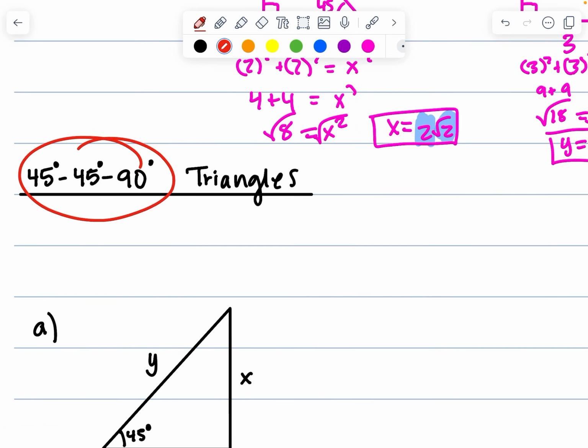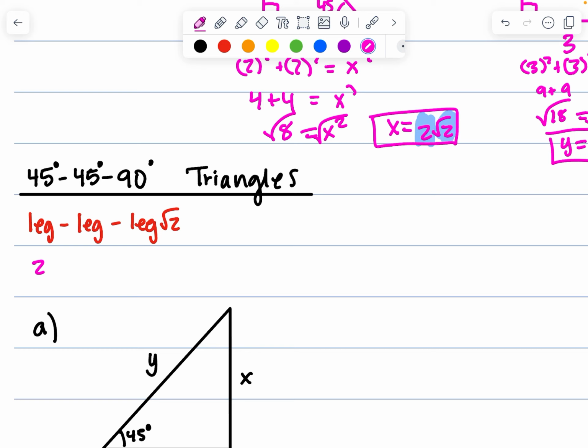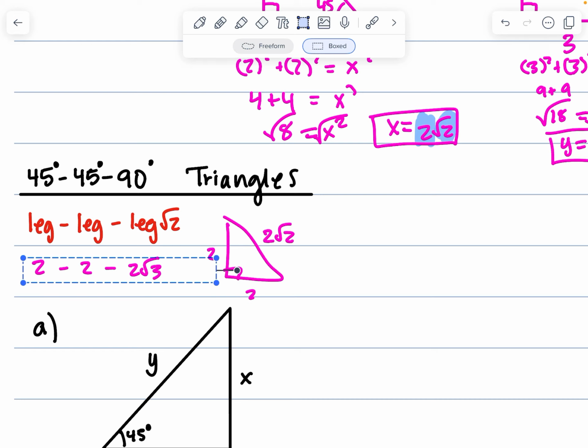Whenever we write 45, 45, 90, I like to do it in this little format: 45-45-90. Underneath it, I'm going to write two different versions of this. We could call this leg, leg, leg root 2. This is exactly what I was saying. No matter what the leg length is, for instance, if this was 2, the sides of the triangle would be 2, 2, and 2 root 2. Those would be the legs and all the pieces of the right triangle. So you could write it out like that.